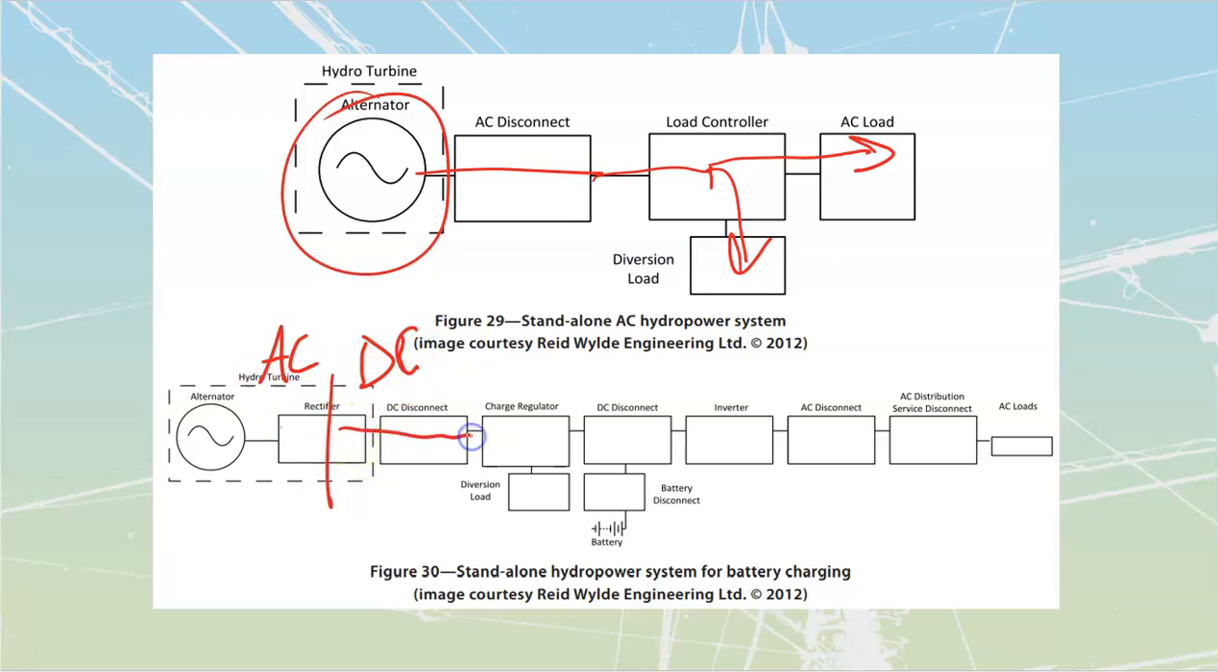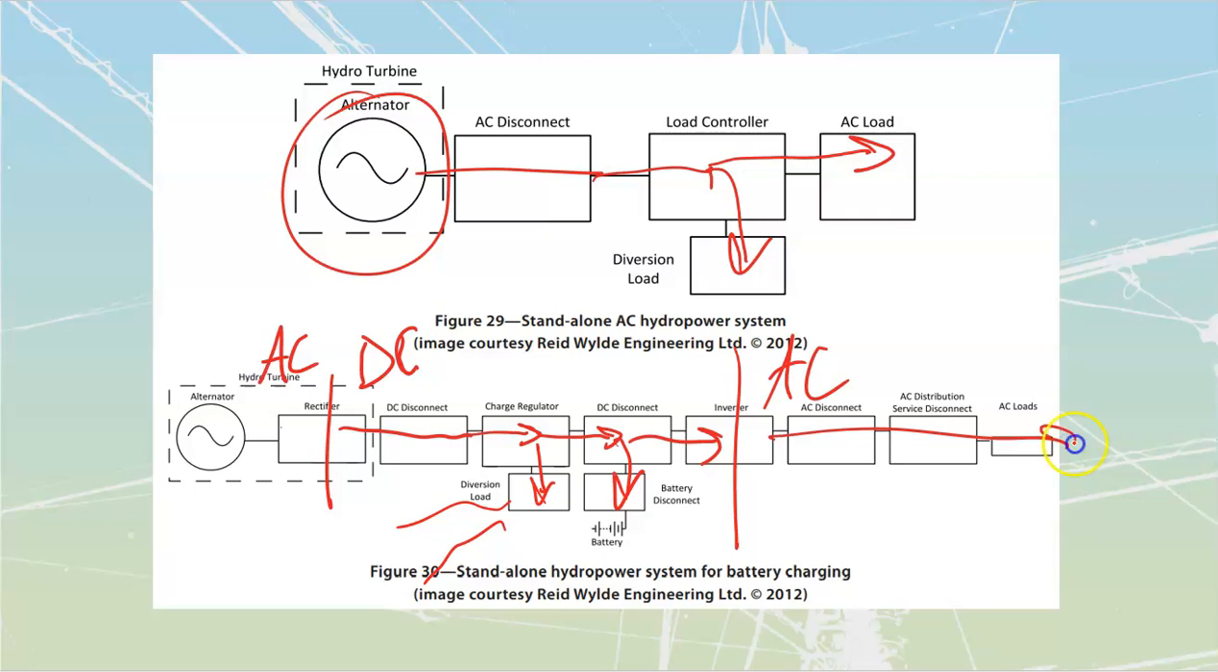That DC goes through the disconnect into our charge regulator, which is going to say, yep, that's the amount we can pass through safely. No, that's too much, we'll burn that off over here. So that's going to be heat over there. Then it passes into my DC disconnect, where it's going to go down to my battery, and it's also going to pass into my inverter, where once again it's going to convert to AC, and then it's just going to go through my distribution out to my loads itself.